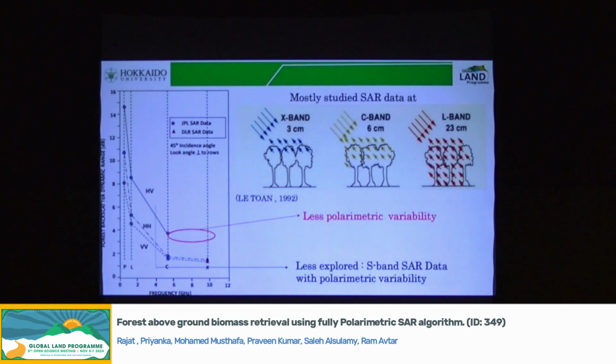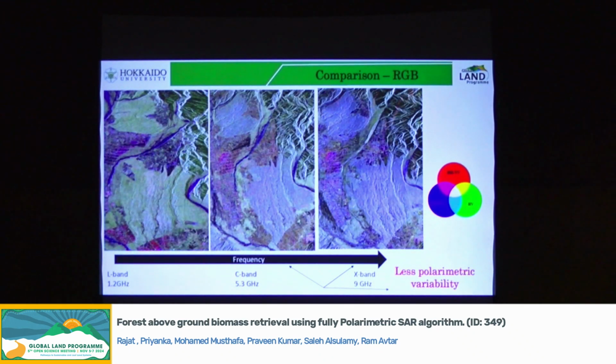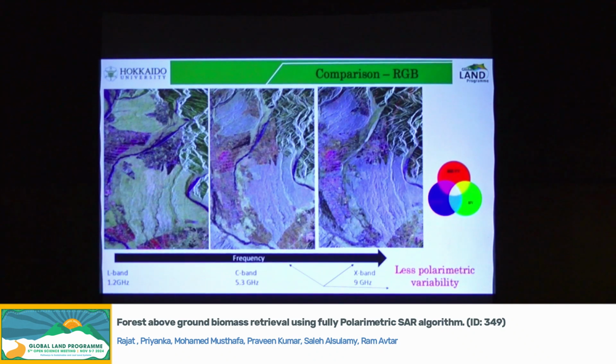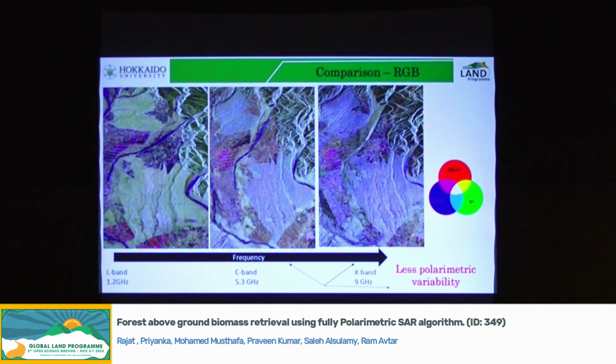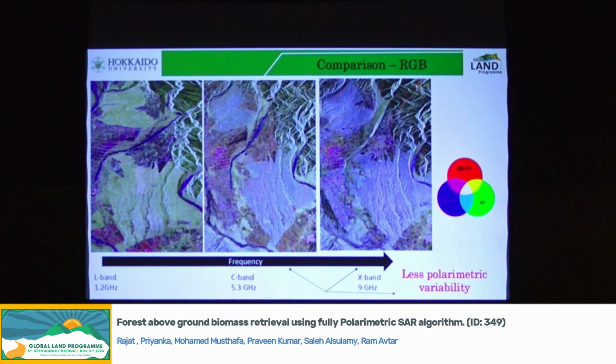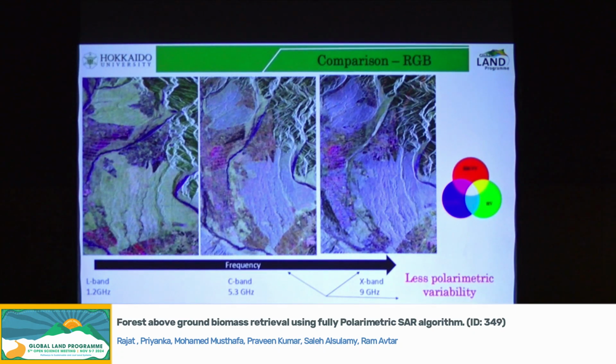So in the future, we will develop the model in the combination of the L and S band to estimate the forest biomass. Here also you can see how the polarimetric behavior differs between L, C and X. And we can see that between L and C, there is significant variation between the scattering behaviors. And there is less difference between L and C and X.